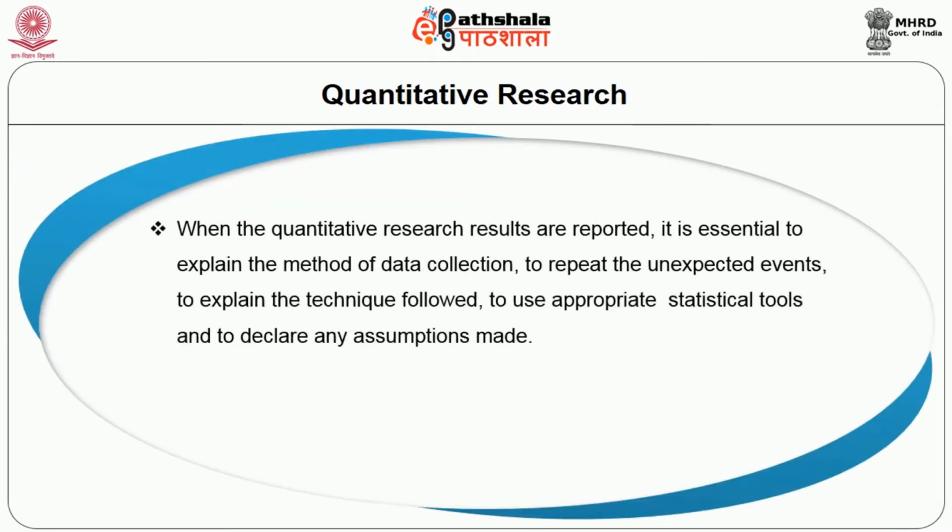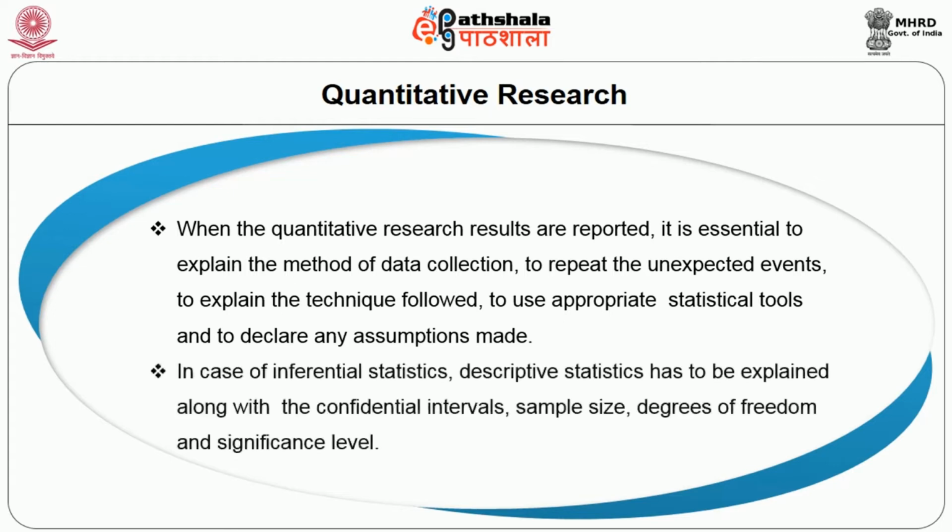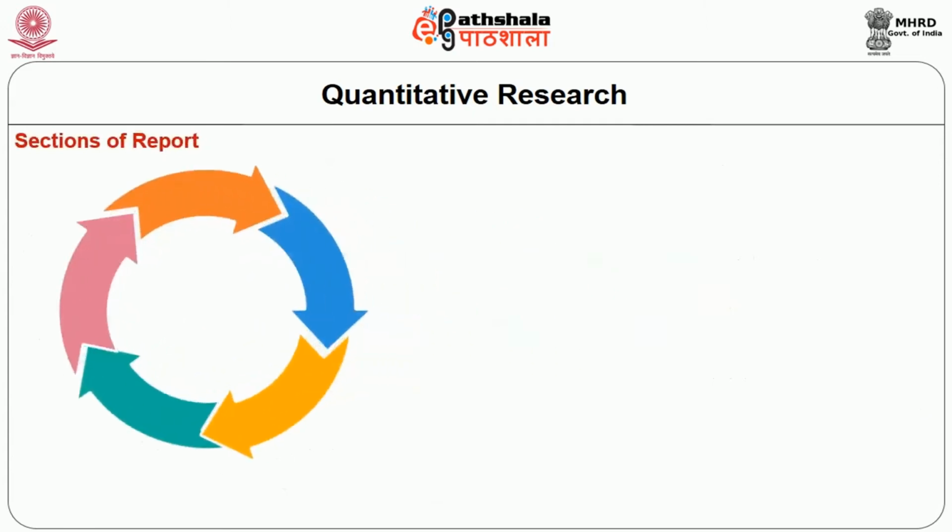When the quantitative research results are reported, it is essential to explain the method of data collection, to repeat the unexpected events, to explain the technique followed, to use appropriate statistical tools, and to declare any assumptions made. In case of inferential statistics, descriptive statistics has to be explained along with the confidential intervals, sample size, degrees of freedom, and significance level. We shall now see the sections of the report of quantitative research.